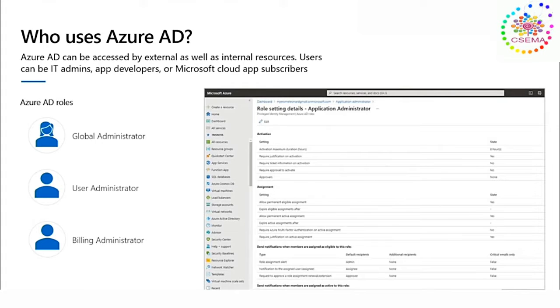Some important Azure AD roles are Global Administrator, User Administrator, and Billing Administrator. By default, the person who signs up for the Azure AD tenant becomes a Global Administrator. Azure roles control permissions to manage Azure resources, while Azure AD roles control permissions to manage Azure AD resources.